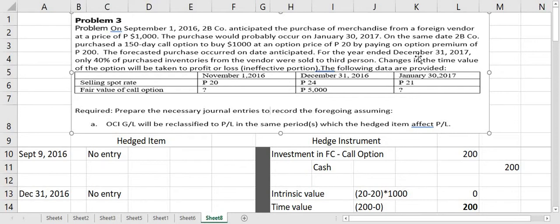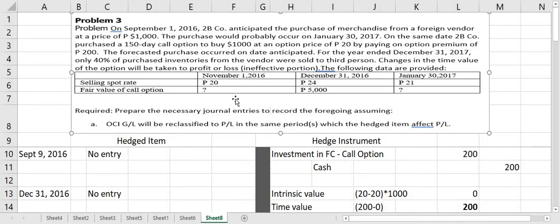For the year ended December 31, 2017, only 40% of the purchased inventory from the vendor was sold to third persons. Changes in the time value of the option will be taken to profit or loss. So our changes in the time value, or the ineffective portion, will be taken to profit or loss instead of to other comprehensive income together with the effective portion. And the following data are provided.